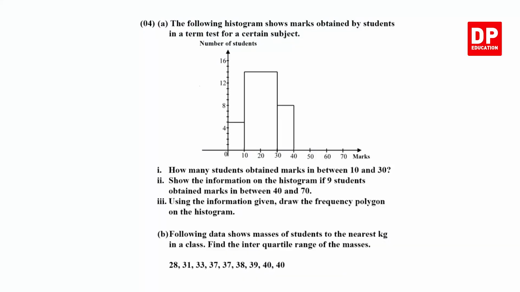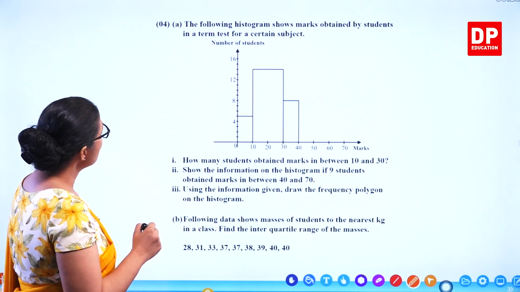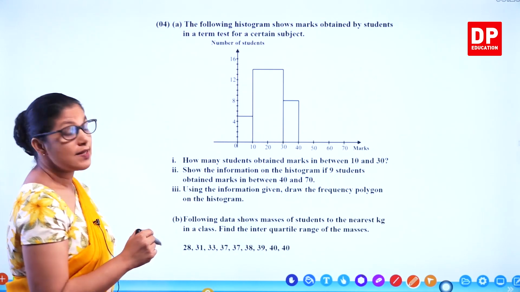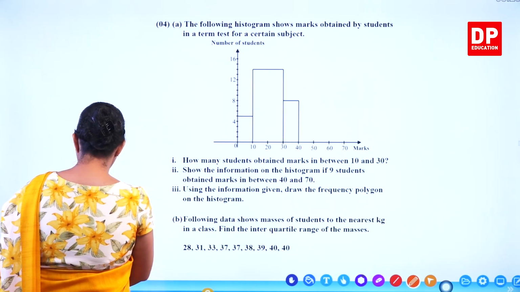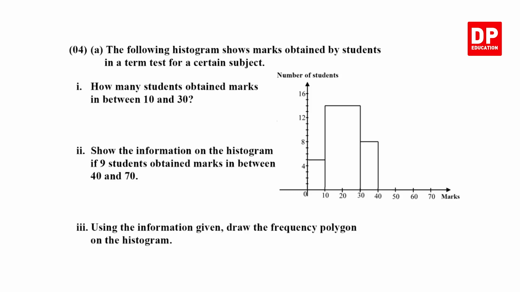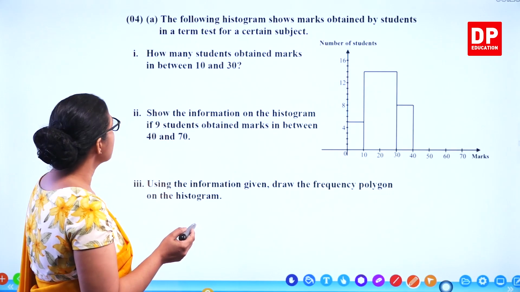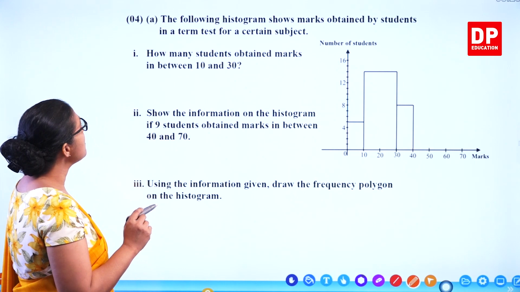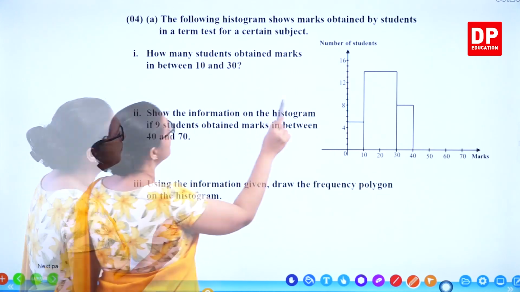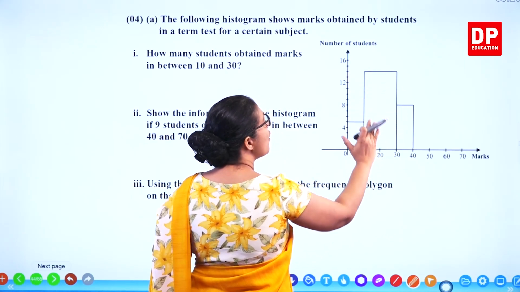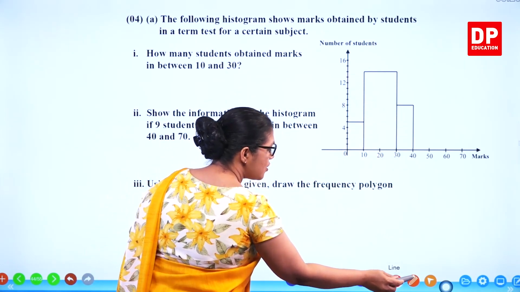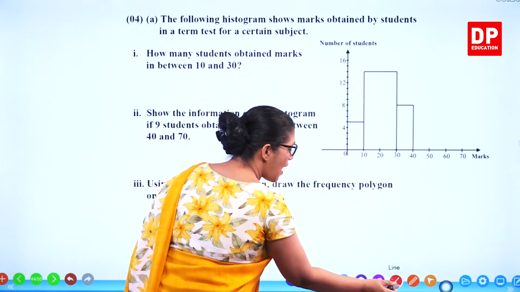Question number 4 now. So you get a histogram. This is a statistics question, so you can try out this question. The following histogram shows marks obtained by students in a term test for a certain subject. How many students obtained marks in between 10 and 30? 10 and 30. So 10 and 30 here. You need to find out how many students. You can't just read the value here because the widths are not equal.